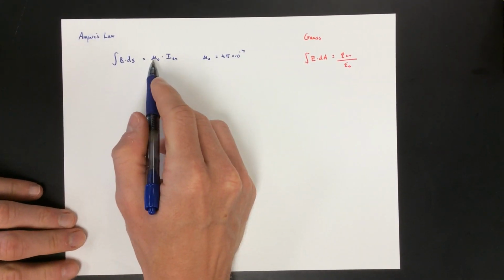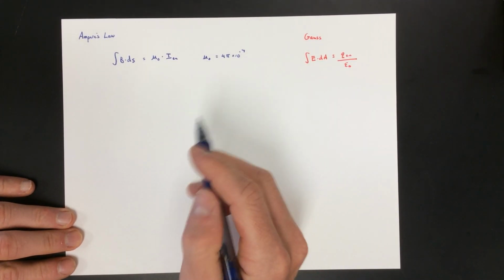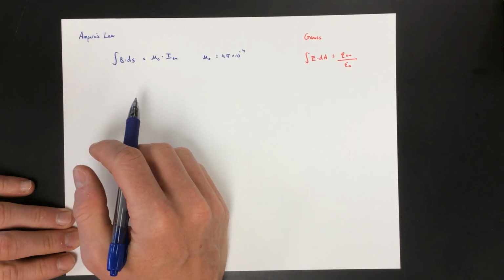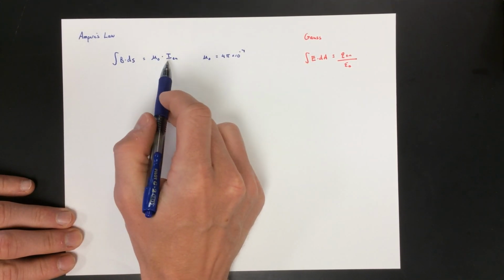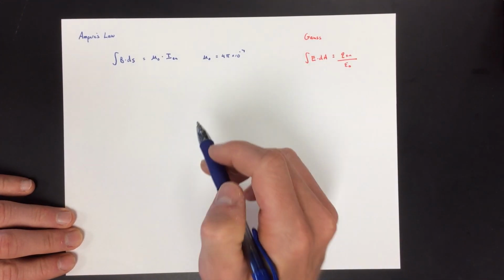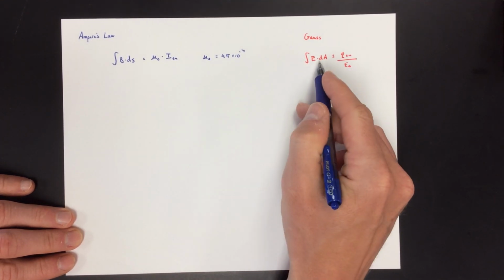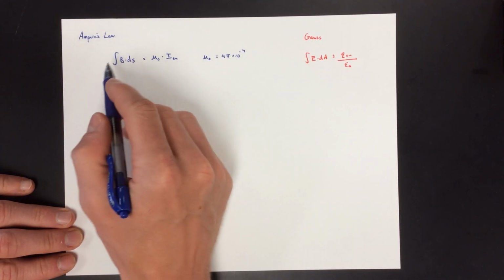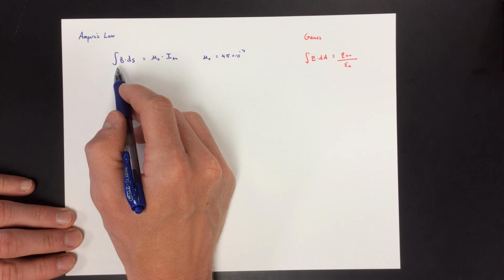Okay, so now we know this is just some constant. It's very similar to epsilon naught for electricity, and we have mu naught in magnetism. We're enclosing a current, very similar to Gauss's law, where we enclose some charge by some Gaussian surface. Here we're going to have some Amperian loop.